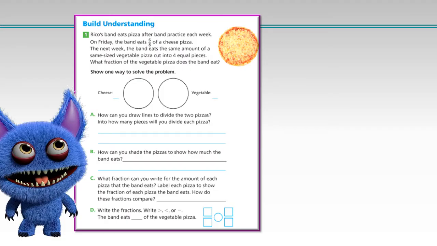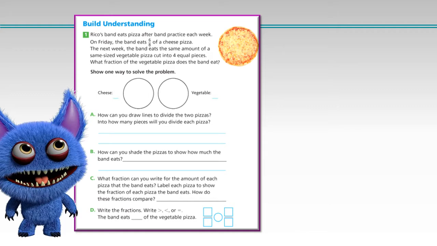Let's start off with a build understanding. Remember, boys and girls, it's important to do your 3 reads, even if I'm not doing all 3 reads with you. So Rico's band eats pizza after band practice each week. On Friday, the band eats 6/8 of a cheese pizza. The next week, the band eats the same amount of the same sized vegetable pizza cut into 4 equal pieces. What fraction of the vegetable pizza does the band eat?